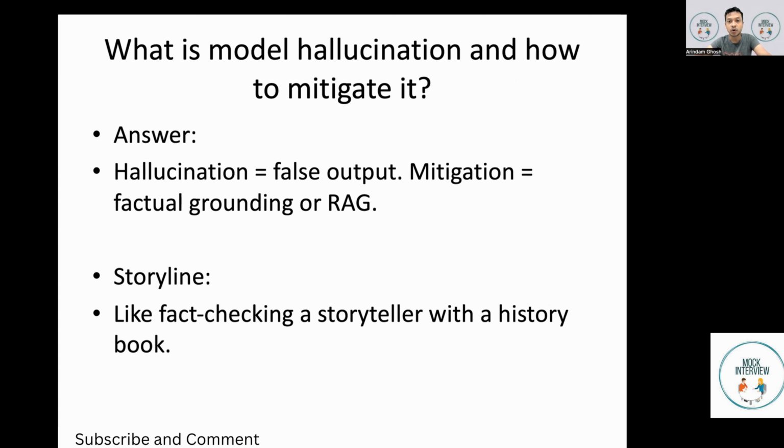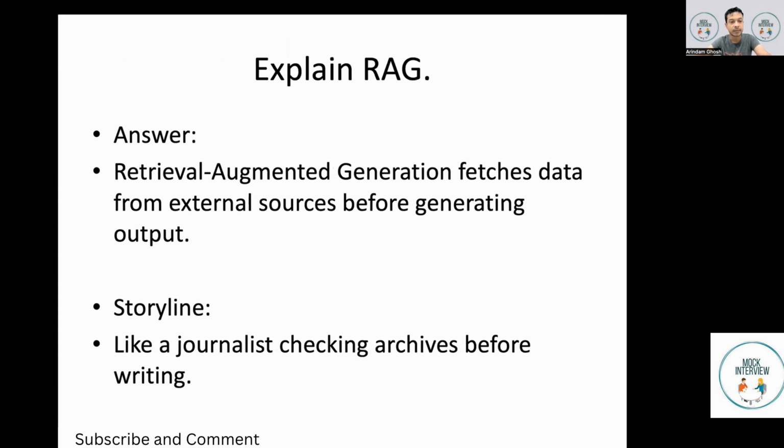Next question. What is model hallucination and how to mitigate it? Answer: hallucination equals false output. As we know, if there is a lot of hallucination, then the output is not correct, so it might have a false or negative impact. Mitigation is factual grounding or RAG, right? Where you are giving a lot of information in the RAG documents. Storyline: like fact-checking a storyteller with a history book.